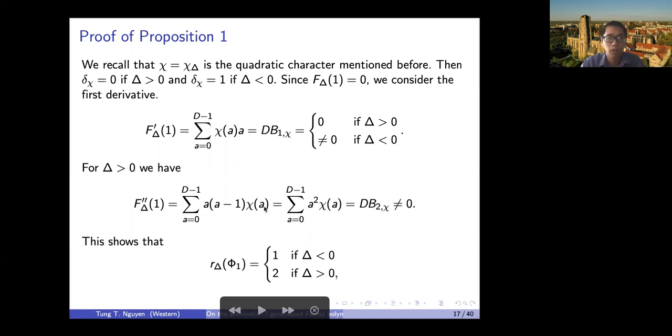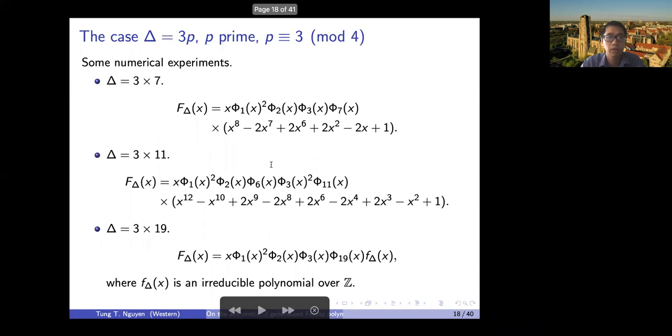Okay, so I want to talk about the next one. Now I want to talk about some special cases where delta has a few prime factors. The first case I consider will be the case where delta is 3p, where p is a prime congruent to 3 mod 4 to make sure that delta is congruent to 1 mod 4. So delta is 3 times 7.